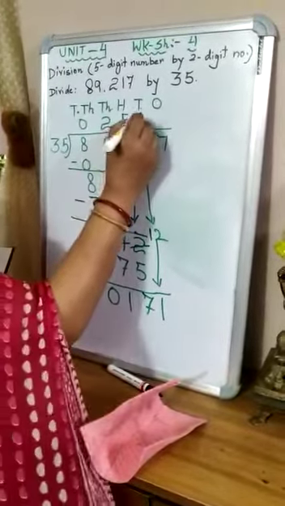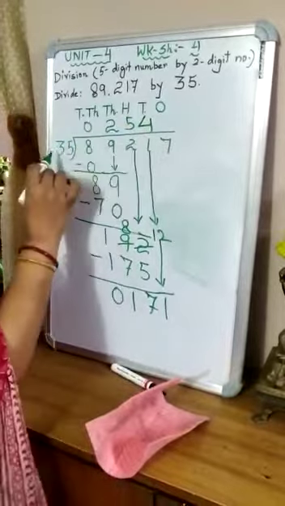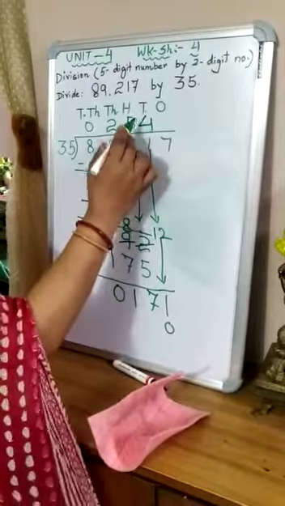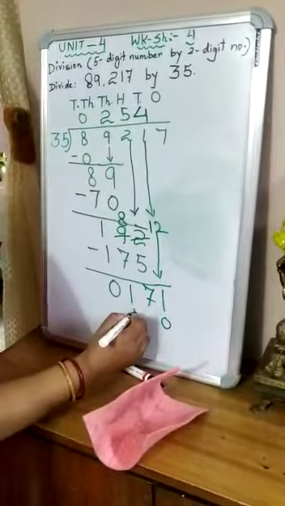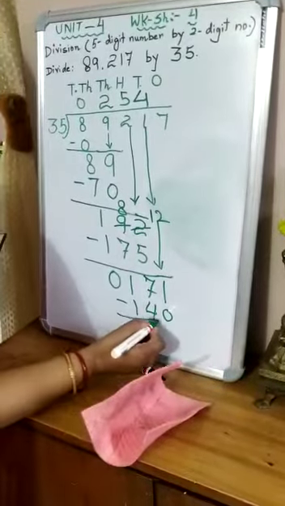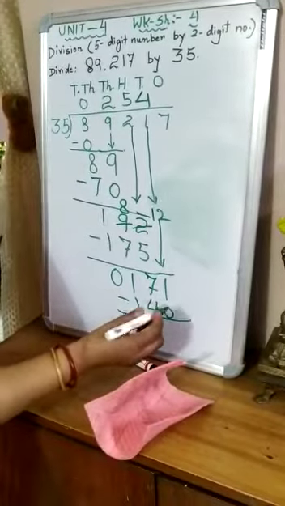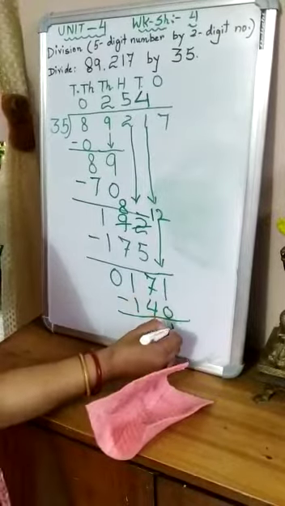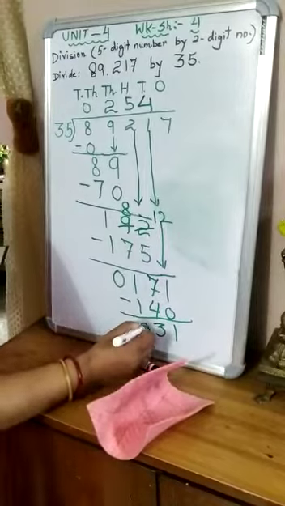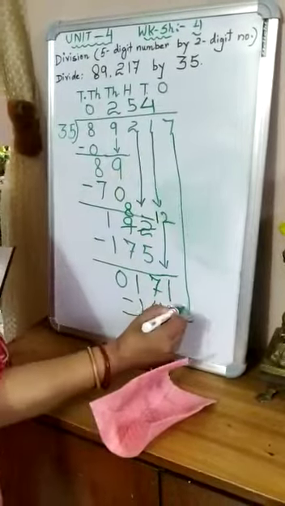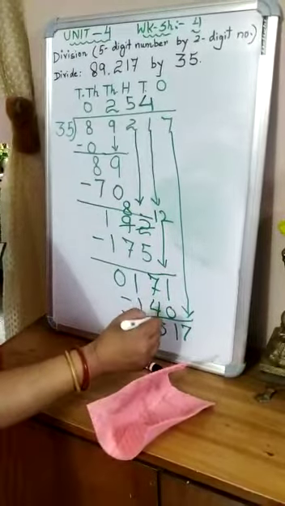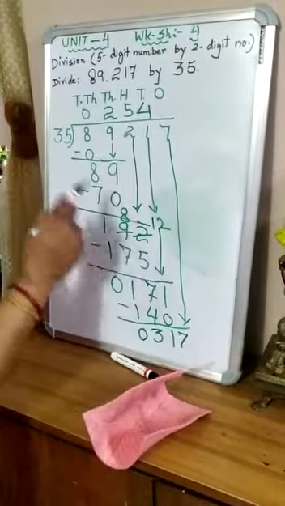Here all of you see, when I multiply 35 by 4: 5 fours are 20, 0, 2 carry over; 4 threes are 12 plus 2, 14. So it is 140, right? Now we will do subtraction. 1 minus 0 is 1, 7 minus 4 is 3, and 1 minus 1 is 0. Now the last is 7 ones, so it becomes 317 ones. Now 317 is more than 35.